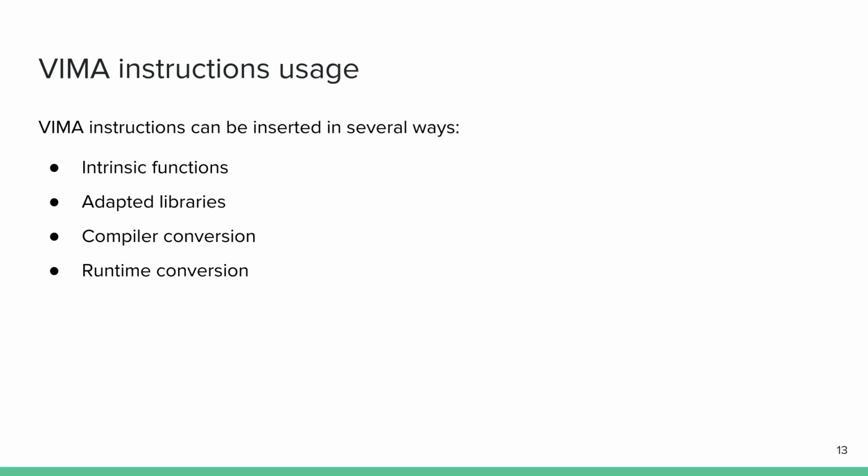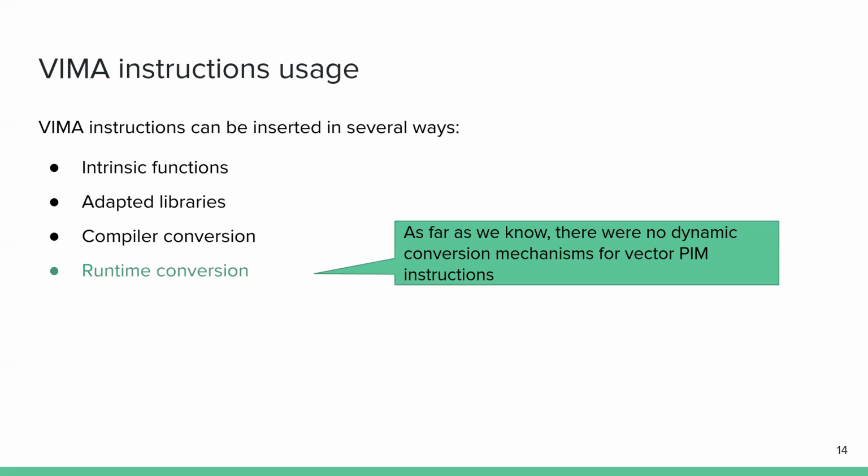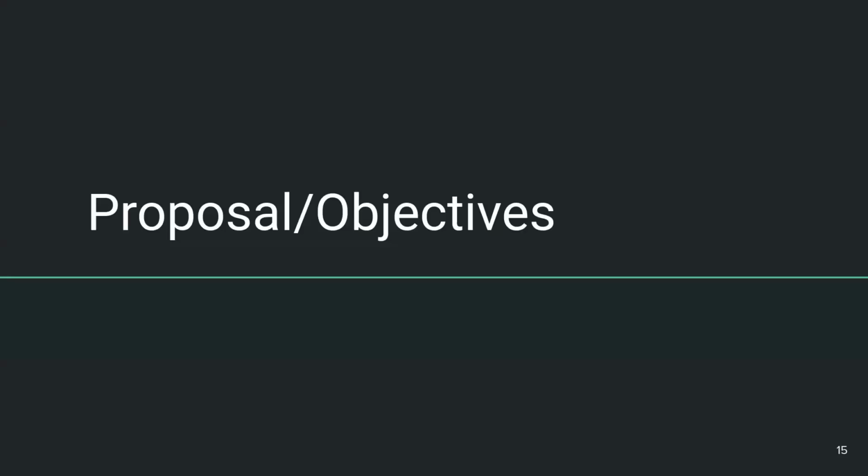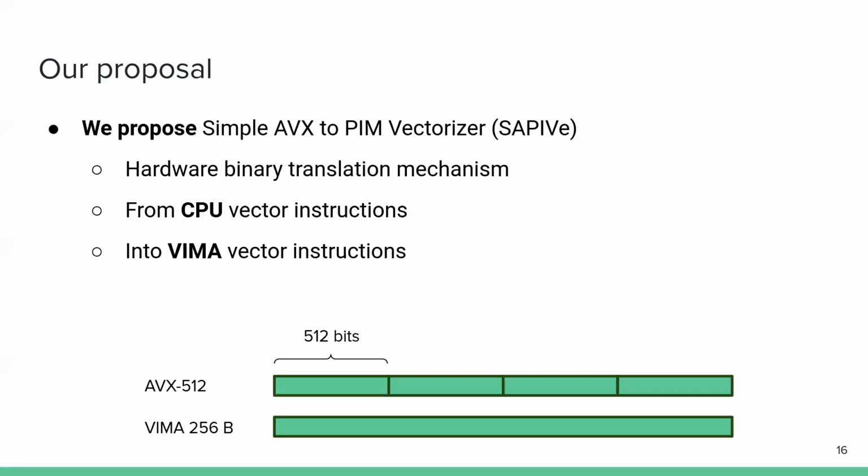These VIMA instructions can be inserted in a program in several ways. The first is by using intrinsic functions, but they can also be included by using adapted libraries, a compiler conversion, or a runtime conversion. However, as far as we know, there were no dynamic conversion mechanisms for vector PIM instructions. So this leads us to our proposal. We propose Sapive, the simple AVX to PIM vectorizer.